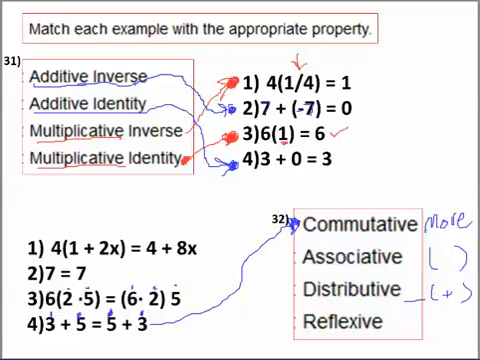Which ones look like the grouping symbols changed? Well, there's 2 of them here that have grouping symbols. And I noticed on this one I have the exact same thing over here, 6, 2, 5 and 6, 2, 5. Only difference is those grouping symbols.